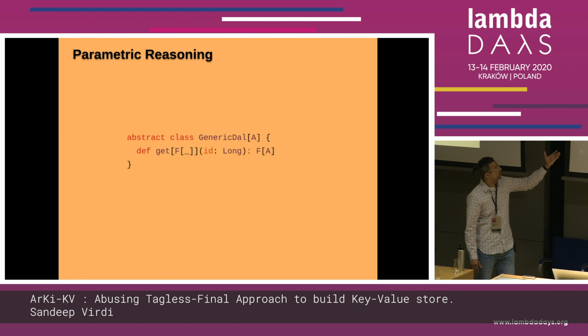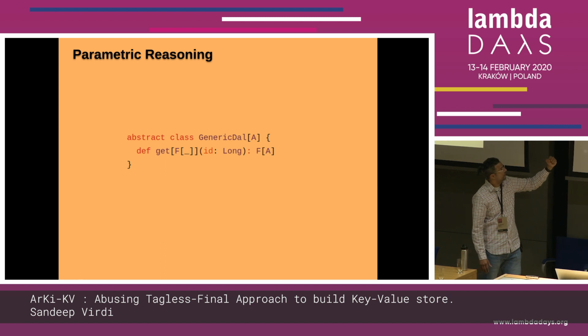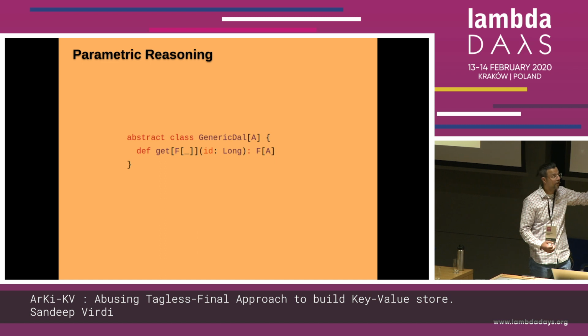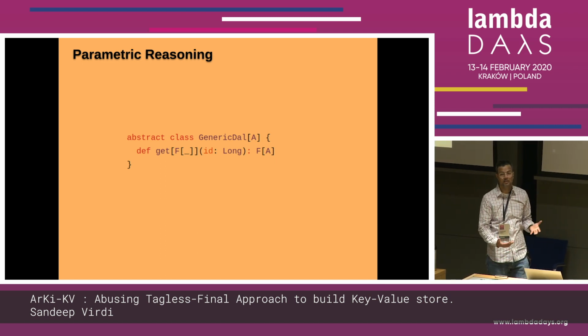So let's take an example of this generic data access layer. We have this type constructor F here. It takes a long and returns an F of A, but it doesn't tell us what exactly this function does. It could do anything, and it depends on that F. But F here is unconstrained again. Looking at just this signature, you cannot tell me what this does.